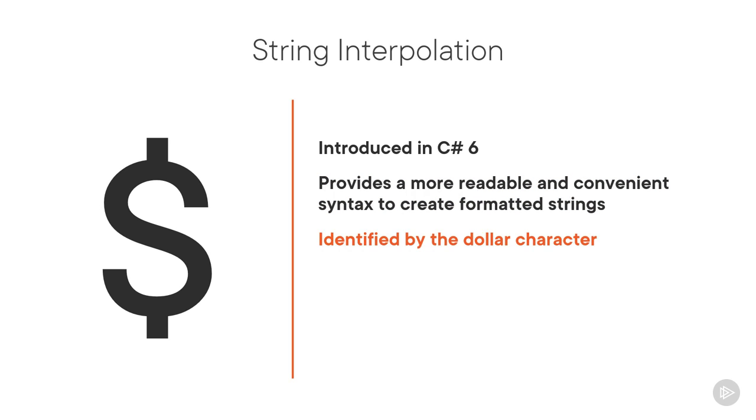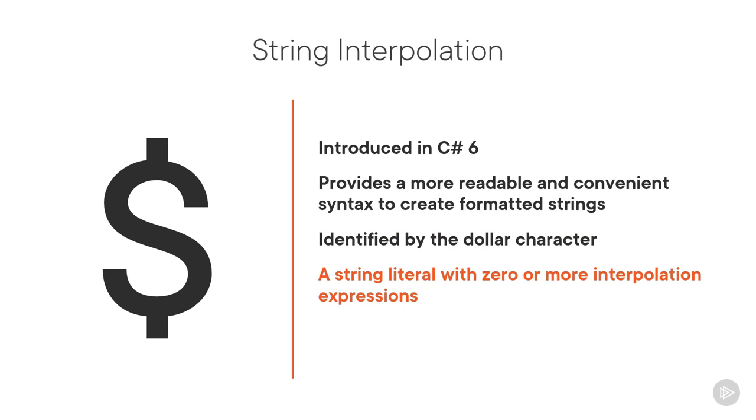We use a $ character before the opening quotation mark to define an interpolated string. An interpolated string may then contain interpolation expressions. When the string is resolved to a result string, these expressions are replaced by their result. The interpolation expressions are included by wrapping them in curly braces.